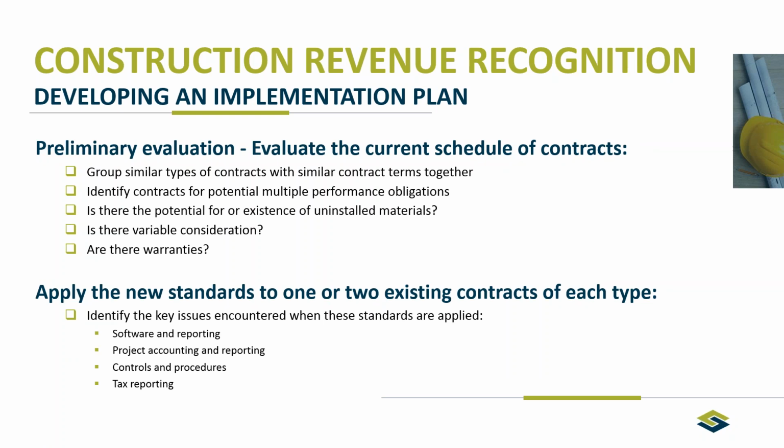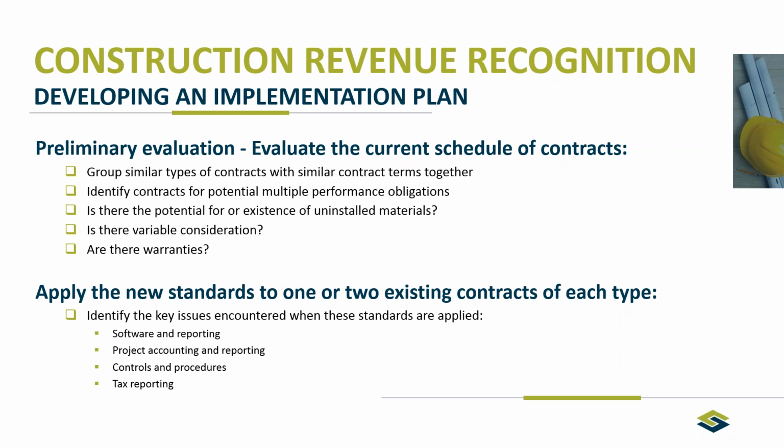Sal mentioned this earlier, but I think the next thing would be to take a look at your current work in process schedule and start grouping your contracts together based on similar characteristics. Similar types of contracts, similar contract terms. Identify some of those contracts that may have multiple performance obligations. Identify some of those projects that may have some uninstalled materials that may be an issue. Are there variable considerations, bonuses for early completion, liquidated damages, and are there warranties?